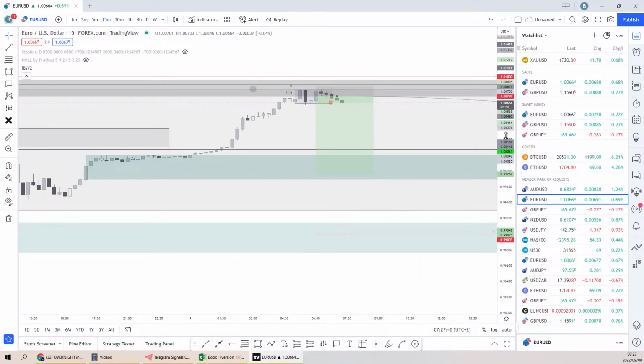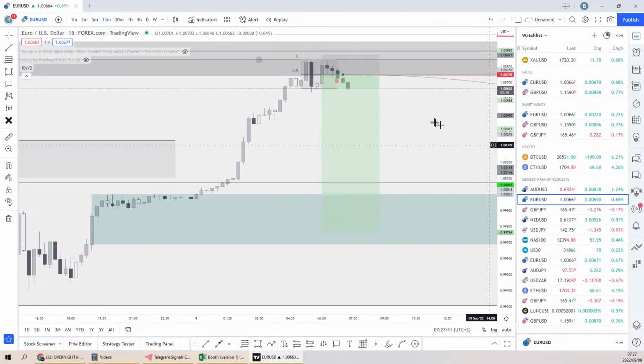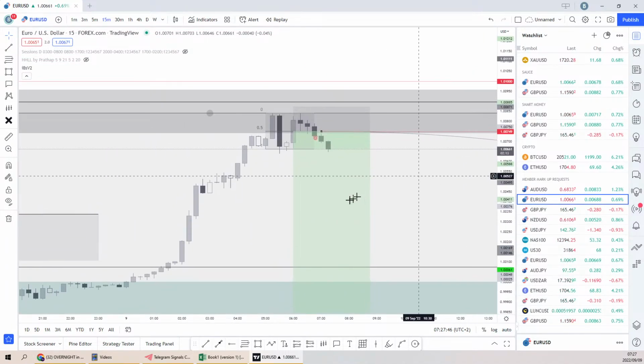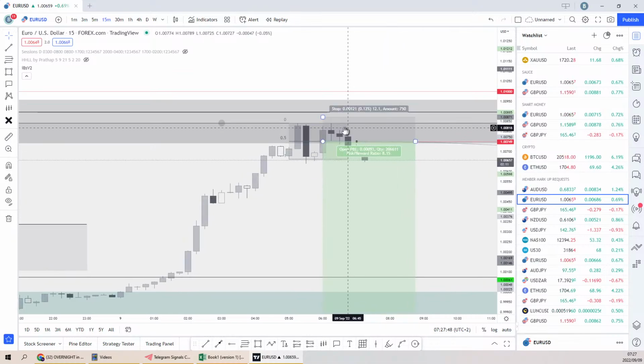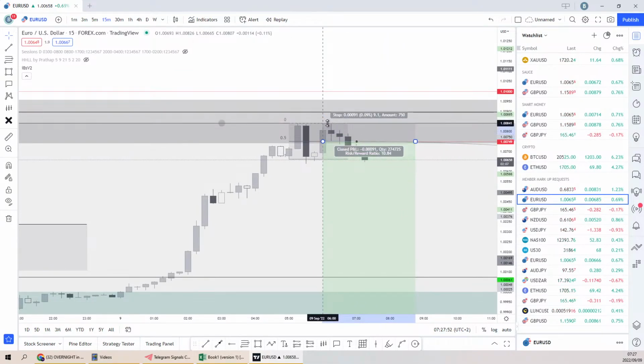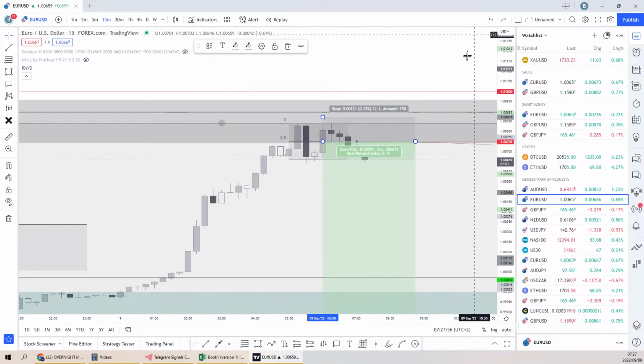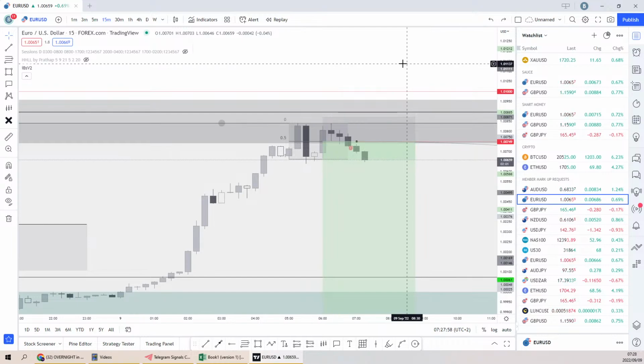Yeah, this entry was a beautiful one here. Look at this. Stunning, man. See, if you had a 10 pip stop here, you would have been in danger, bro. Yeah, you would have been in danger. 12 pip stops for the win, man.